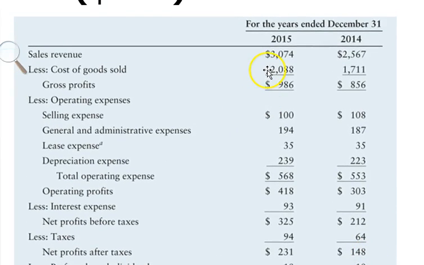Okay, so we start out with sales, and then we have to take away our cost of goods sold. Now, pay attention to this because there's going to be a pop quiz after I go over this, so pay attention to how I do this. So we take away our cost of goods sold. So what is cost of goods sold? It's 2 things.